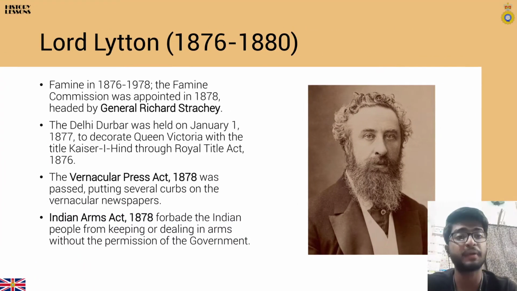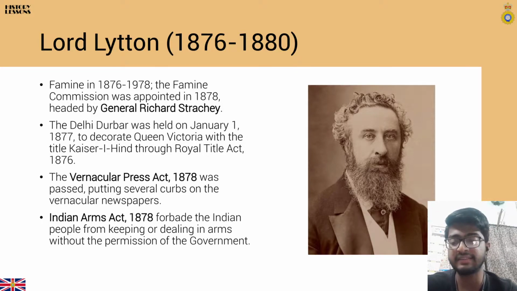Next, another important Viceroy of India, Lord Lytton, from 1876 to 1880. During his reign, India was severely hit by a famine which came in 1876 to 78. The Famine Commission was appointed in 1878, headed by General Richard Strachey. The Delhi Durbar was held in January 1877 to decorate Queen Victoria with the title Kaiser-i-Hind through the Royal Titles Act in 1876. The Vernacular Press Act 1878 was passed, putting several curbs on vernacular newspapers.